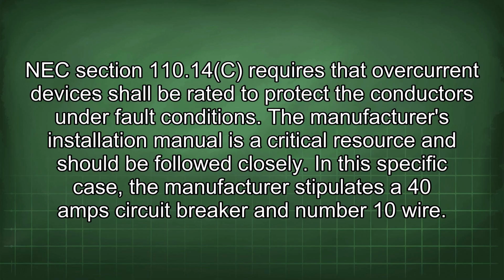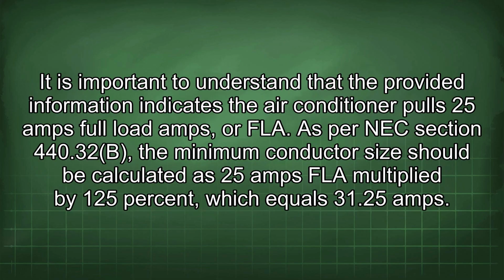The manufacturer's installation manual is a critical resource and should be followed closely. In this specific case, the manufacturer stipulates a 40 amp circuit breaker and number 10 wire. It is important to understand that the provided information indicates the air conditioner pulls 25 amps full load amps, or FLA. As per NEC Section 440.32b, the minimum conductor size should be calculated as 25 amps FLA multiplied by 125%, which equals 31.25 amps.